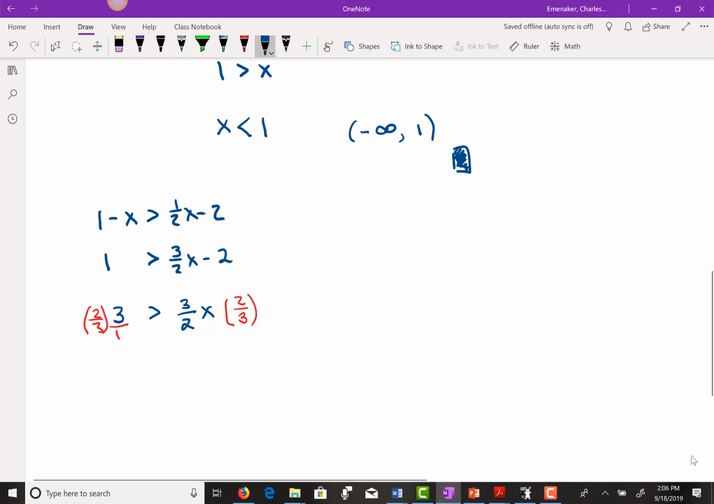Okay, so let's see, what's the left side going to simplify to be? 2. Keep this pointing like that. The 2/3 and the 3/2 are going to cancel. So x is bigger than 2, right? We pick numbers like 3, 4, 5, 6.